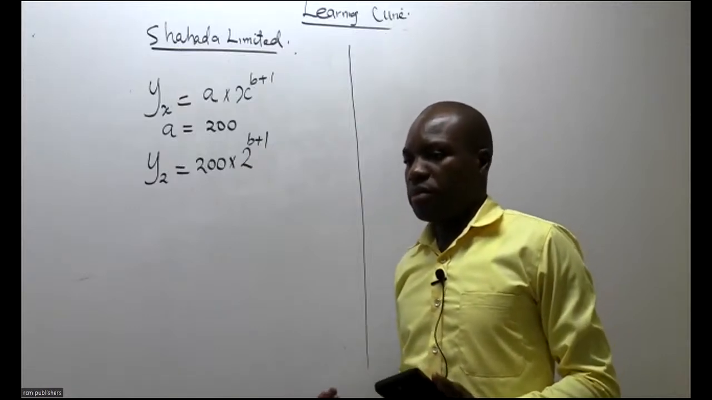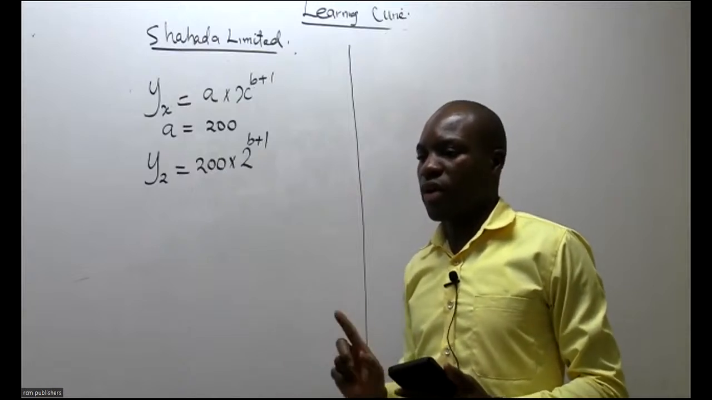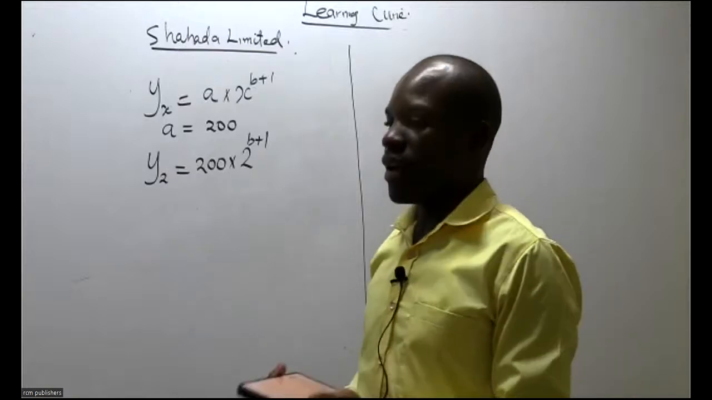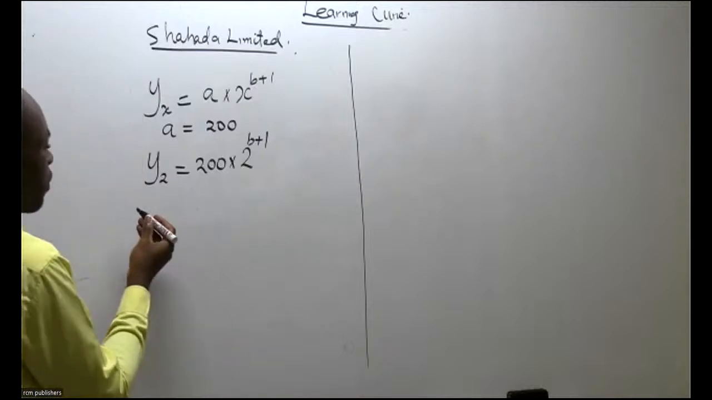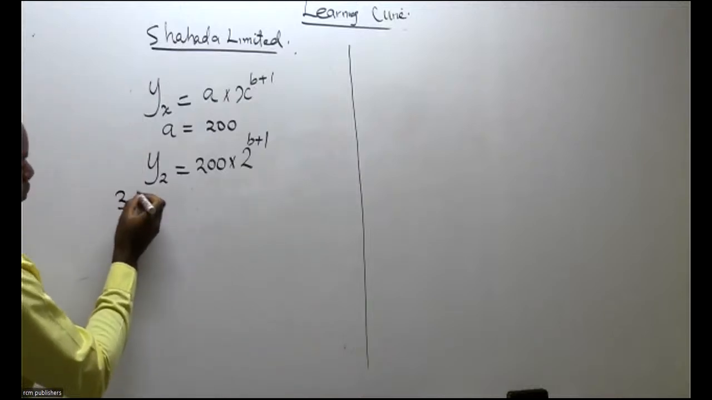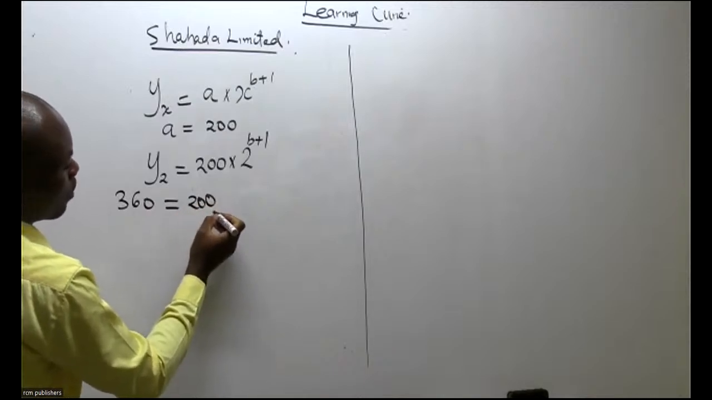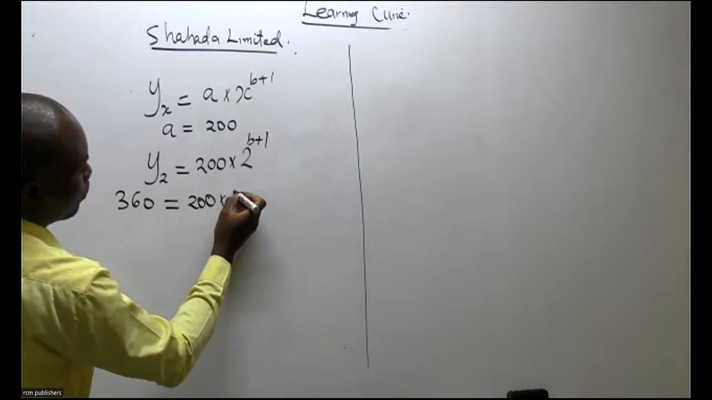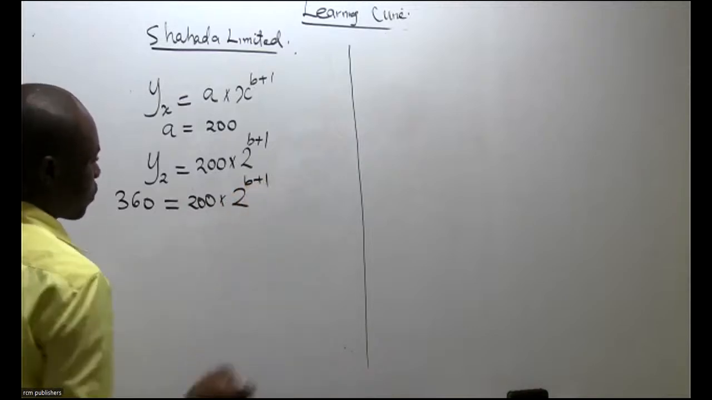Cumulative time that is required to produce the first 2 units. Do we have it anywhere? Yes, 360. So when we come to this point here, our 360 is equivalent to 200 multiplied by 2 raised power B plus 1.